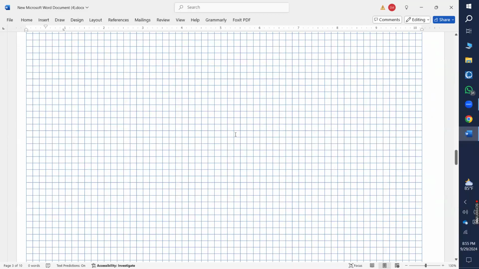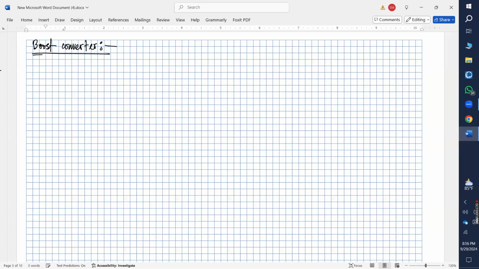So now today we'll start discussing about the boost converter. How much time we have? Around 20 minutes. How much? 20 minutes. Okay.